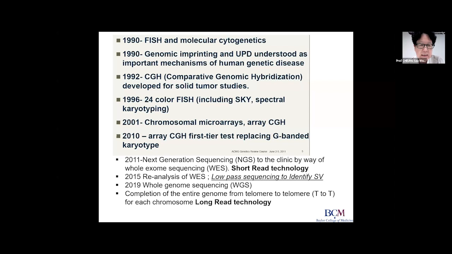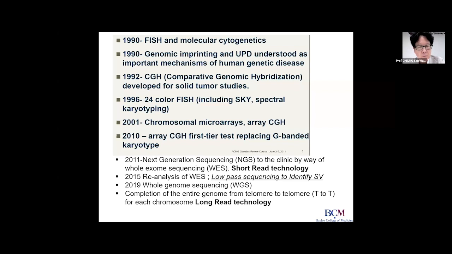In 1996, there was 24-color fluorescent in situ hybridization, also known as SKY or spectral karyotyping. It uses multiple colors, manipulated in such a way that each homologous chromosome has its own color. So when a tumor has multiple chromosome exchanges, by the color you know the origin of each chromosome. That was also very popular in cancer study.